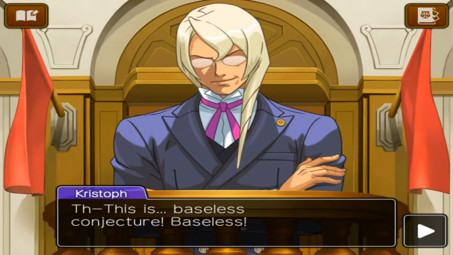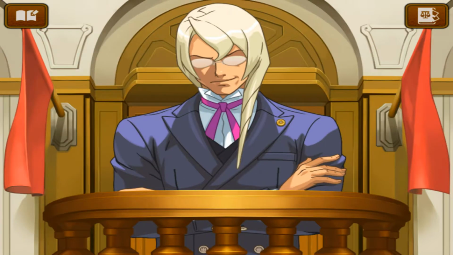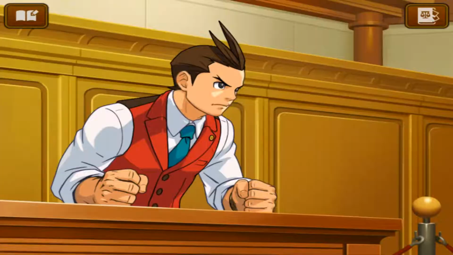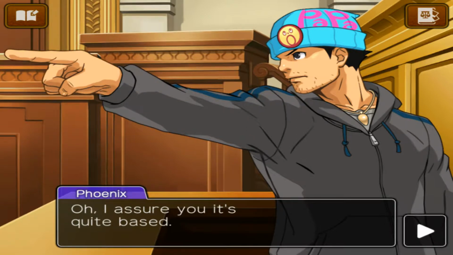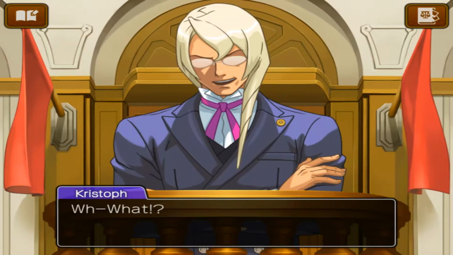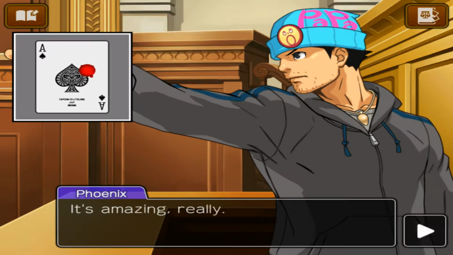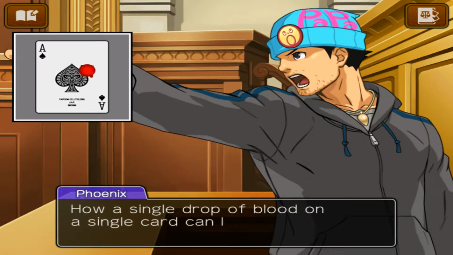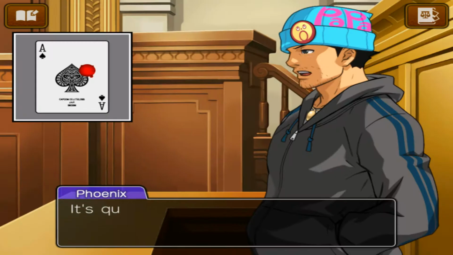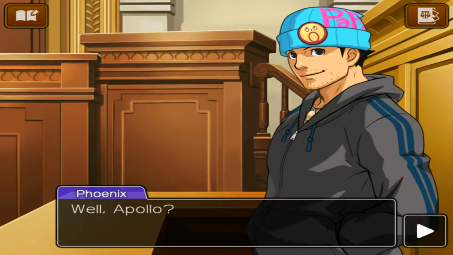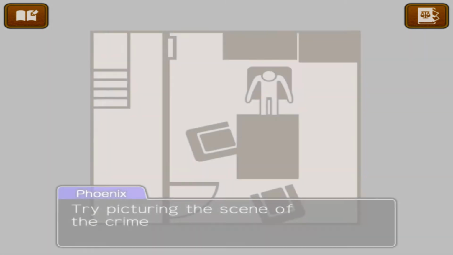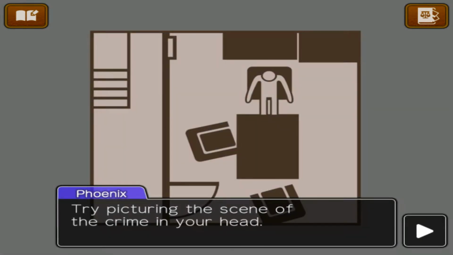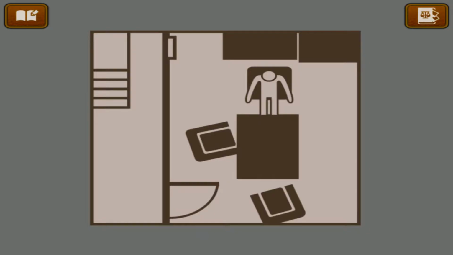This is baseless conjecture. Baseless. Oh, what? His objection sounds so out of place. Oh, I assure you, it's quite based. It's amazing, really. How a single drop of blood on a single card can lead us to the truth. It's quite simple. Well, Apollo? Yes? Try picturing the scene of the crime. Okay.